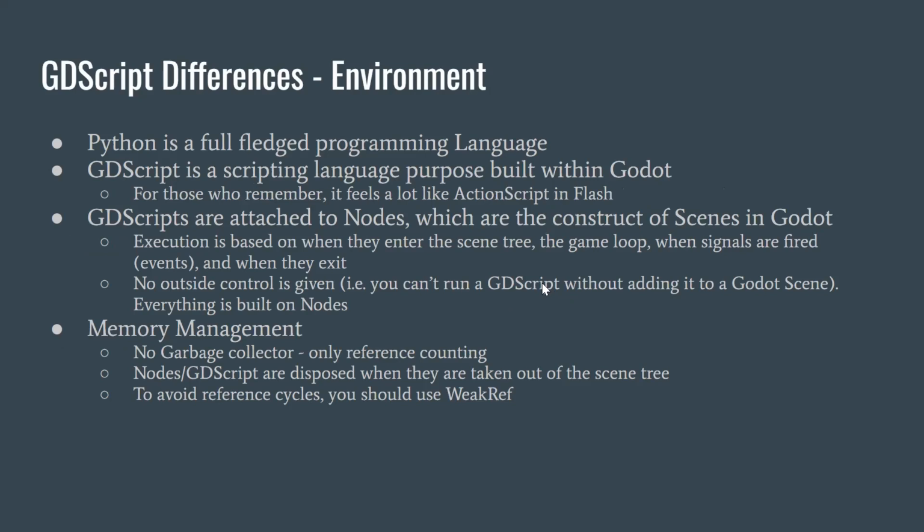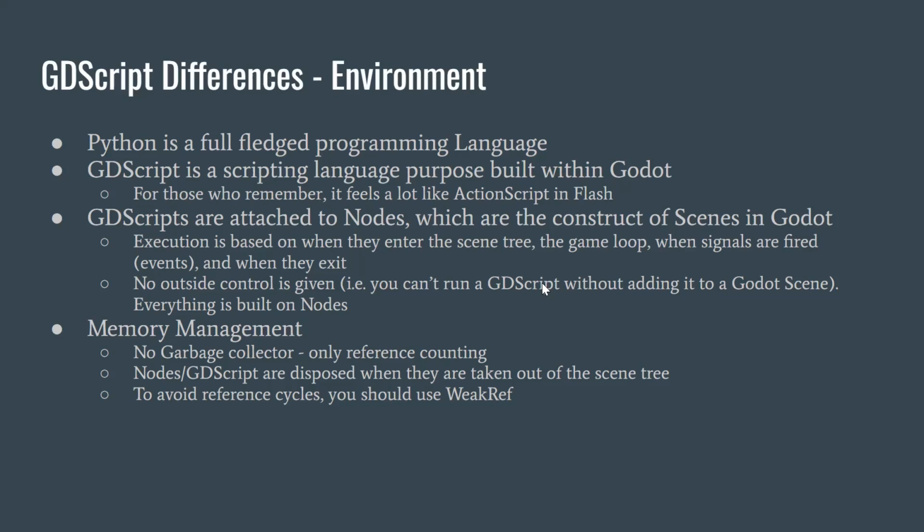And then all these GDScripts are attached to nodes, which is the construct of scenes. You have to understand the underlying architecture of the system. You can add nodes to scenes, but the root scene starts, and then basically all these nodes are instantiated and their scripts all start to run. And that's how things happen. If you add a child into a scene, that's when its initialization happens. So you have to understand how that's all happening.